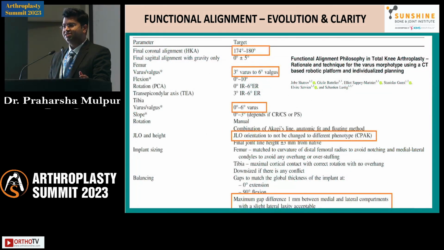Because when you balance a knee, as we will show you in the slides leading up to the case, you can either start from a mechanical standpoint and change the component positioning, or you can start from a kinematic starting point. So these are the boundaries which were essentially described and popularized by Sebastian Lustig and are very common in European circles. Varus valgus is usually 0 to 6 degrees on both sides, but the HKA is accepted to be 0 to 3 degrees.